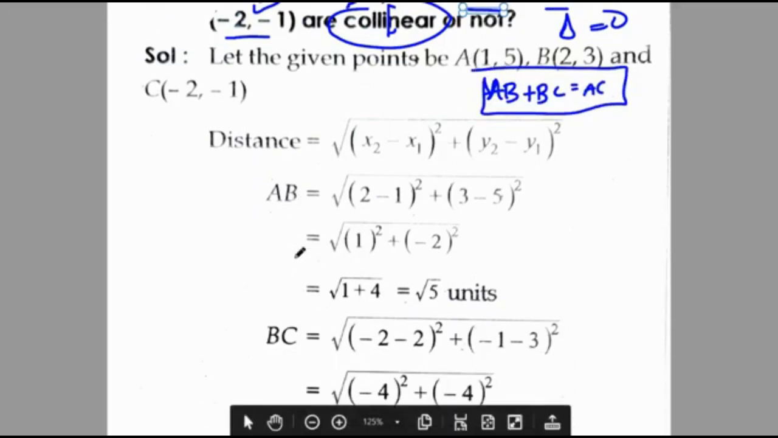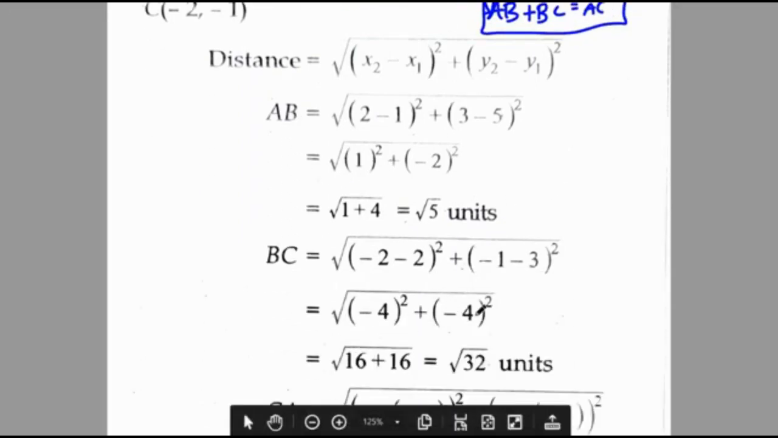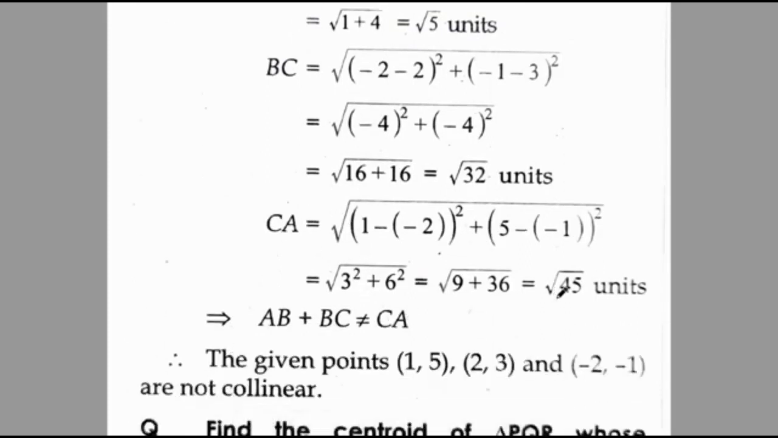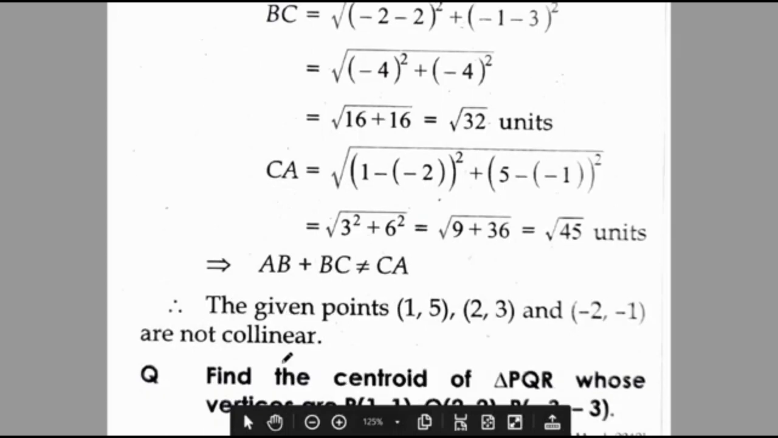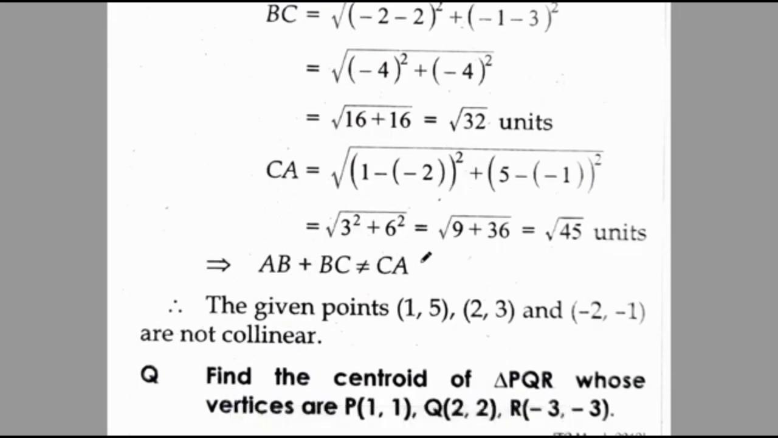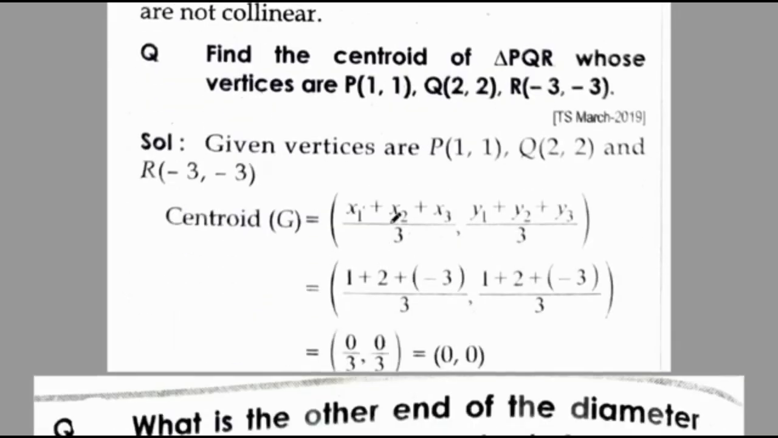So we have to use the distance formula for this. AB we got root 5, BC root 33, AC is root 45. So AB plus BC is clearly not equal to CA, therefore these points are not collinear. You can also use the area of triangle formula. If the area of the triangle is 0, then these points are collinear, otherwise not. Centroid, we know the centroid formula. Apply these points x1, y1, x2, y2, x3, y3 in the centroid formula and we'll get the answer as 0, comma 0.